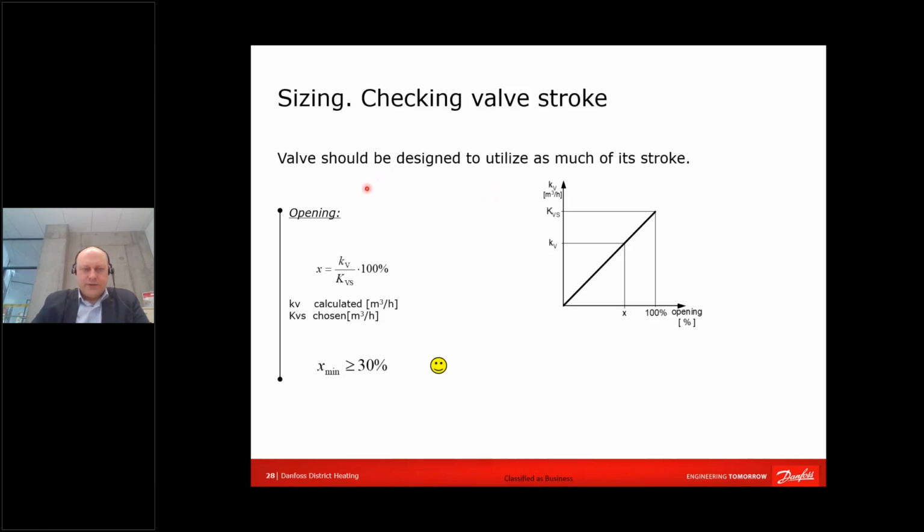After you've selected your KVS value, you are checking the valve opening. You're dividing KV by KVS, and that relation should be above 30%. So the control valve or differential pressure control valve should be capable of controlling the processes. It shouldn't be sized too big.